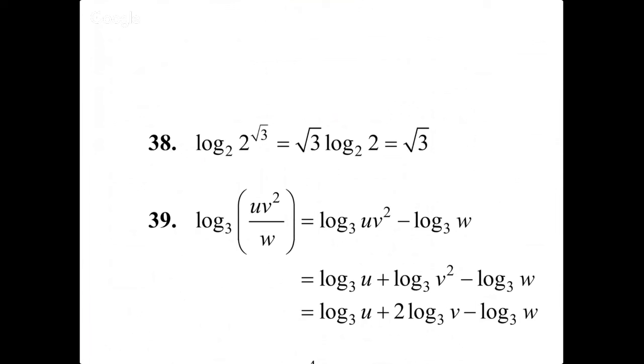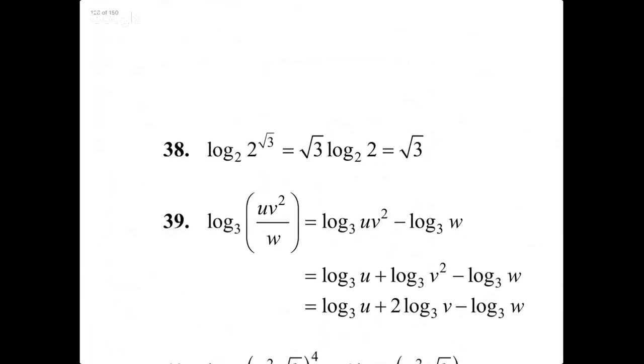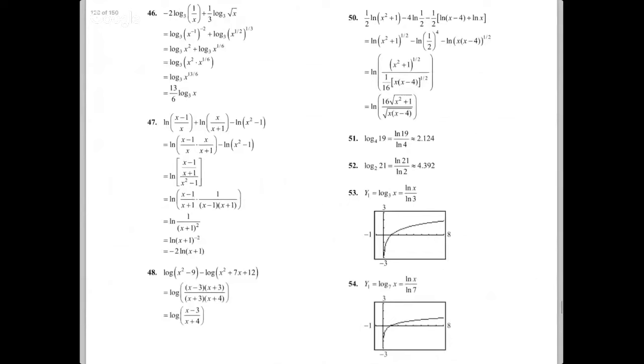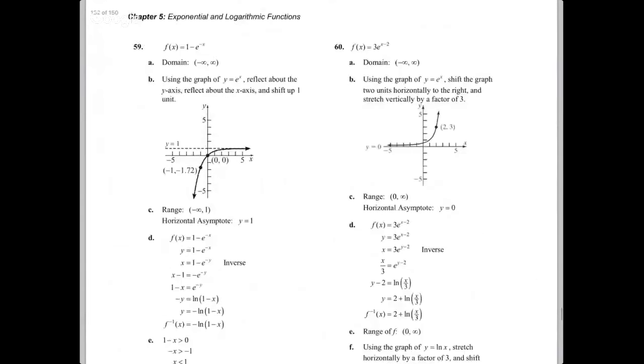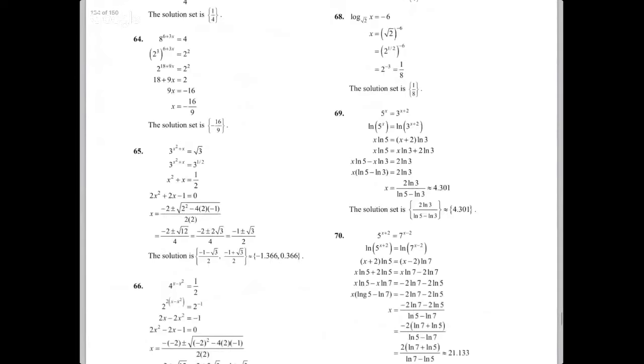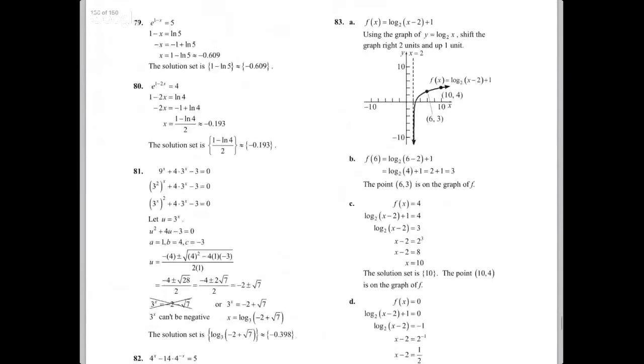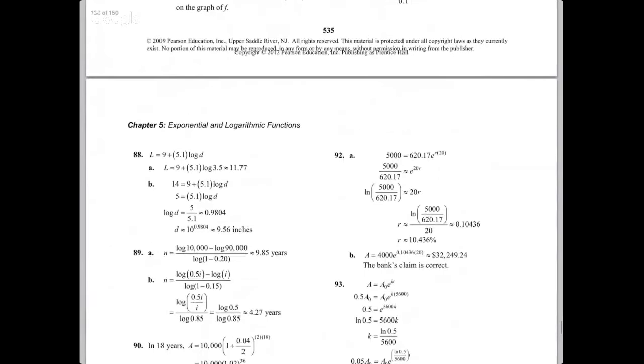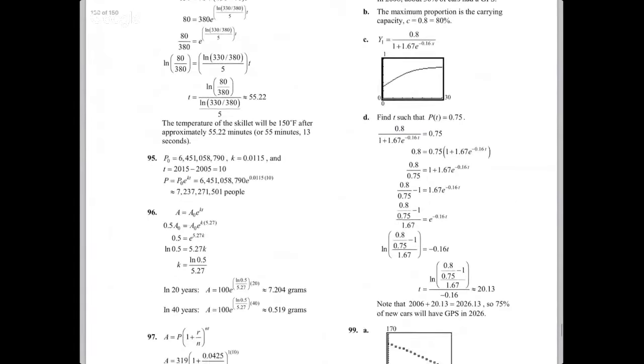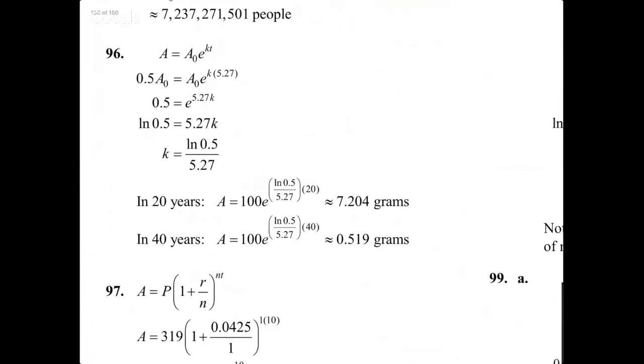Number 40, I did. Number 62, I just did that. Number 96, I have not looked at. Okay, 96. In 20 years, there'll be 7.204 grams, and in 40 years, 0.519 grams. That's number 96.